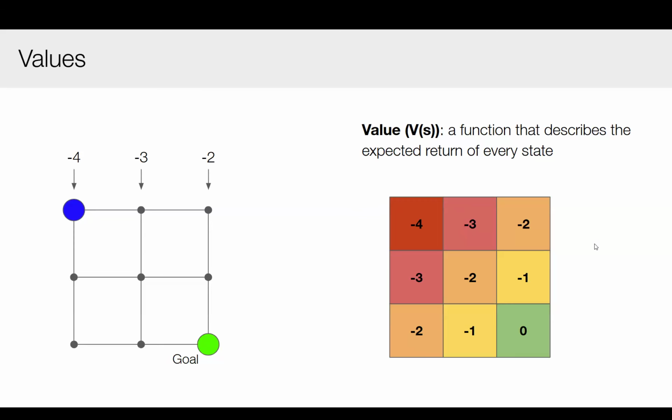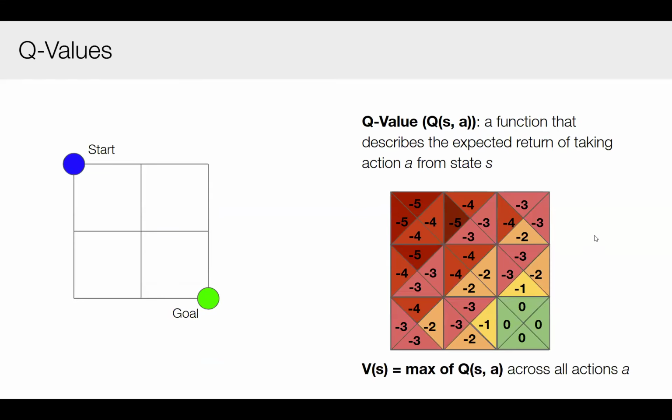We could take that a step further by defining what are called Q values. So a Q value is a function that describes the expected return of taking action A from state S. So it's further differentiating, like if you have your value, it's further expanding on that by specifying what the expected return would be for every action in a state as well, right?